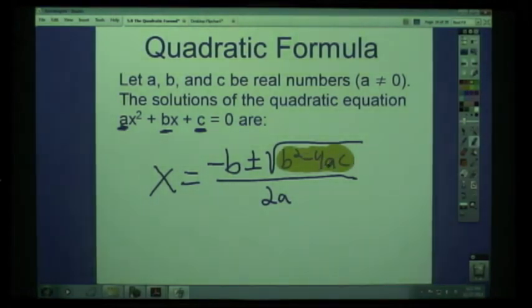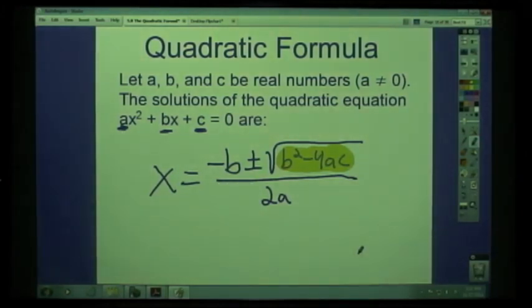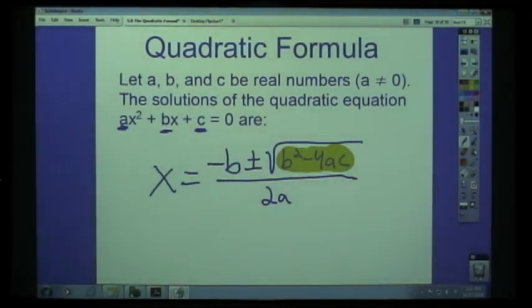So that is why in your book you will see the inside of this formula called the discriminant. Because it will tell you what kind of answers and how many answers you will have. If there's a number inside that square root that is negative, you will have 2 imaginary answers. If that number inside the square root is positive, you will have 2 real answers. And if it is 0, you will have 1 real answer.